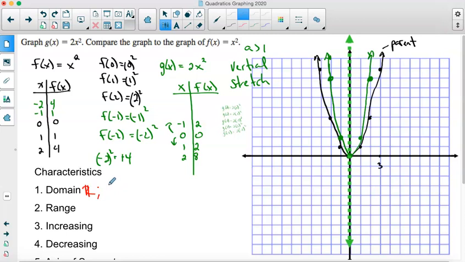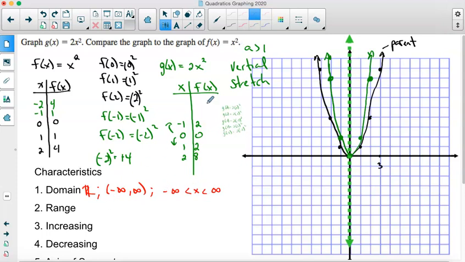So your domain is all real numbers. Some notation will be negative infinity to positive infinity. In inequality notation, you might see negative infinity is less than x, less than positive infinity. These are all different types of notations that you can use. In interval notation, negative infinity to infinity with parentheses, the parentheses mean you cannot include infinity. And same thing here with the inequality notation.